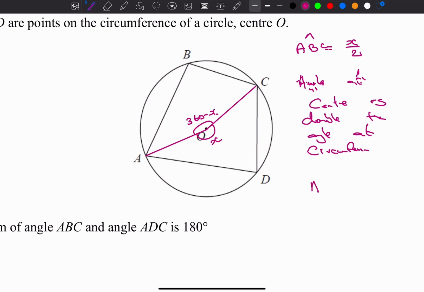What is the angle ADC? The same reason anyways. Half of that. 360 minus x divided by 2 is 180 minus x over 2. So if you add ABC angle, x over 2, add ADC, 180 minus x over 2, the x over 2 and minus x over 2 cancel, 180. Circle theorem, make sure you know the whole thing about circle theorem because you're always going to get one question on it. Good.